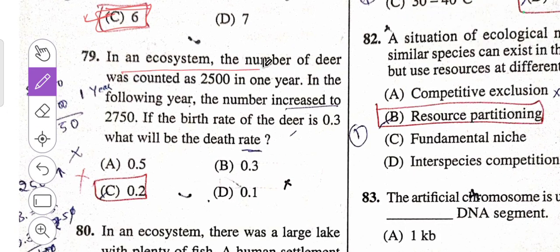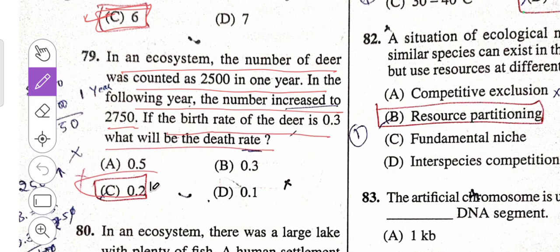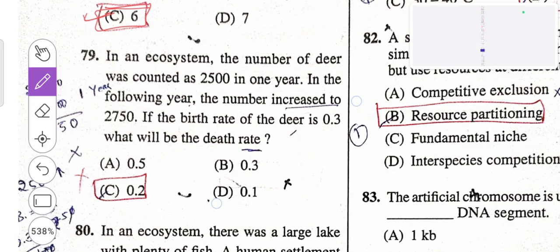In an ecosystem, the number of deer was counted as 2005 one year. In the following year, the number increased to 2750. If the birth rate of deer is 0.3, what will be the death rate? That is 0.2. So because of that, the increase in the number of deer took place over a year.